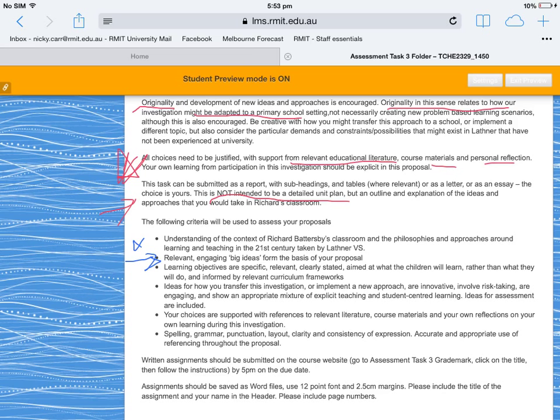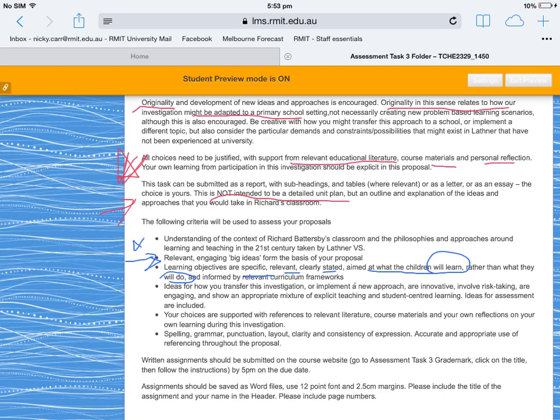You need to identify what the big idea is that underpins your proposal, that underpins the unit that you want to do. It can't just be dinosaurs or the Olympics. What's the big idea that is at the core of what you want the children to understand? Your learning objectives need to be specific, relevant, clearly stated, and aimed at what the children will learn, not necessarily what they will do, and link them to the curriculum framework.